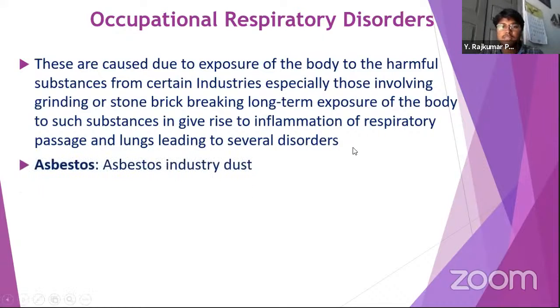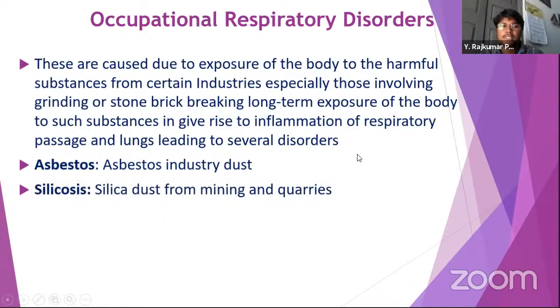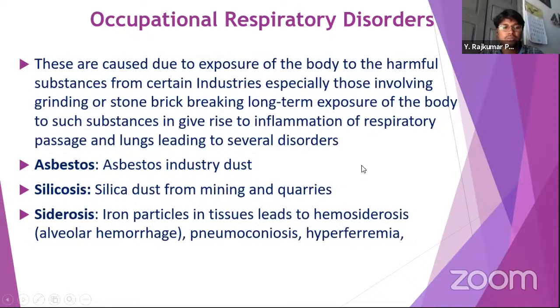Asbestosis is caused due to asbestos industry dust. Okay. Silicosis is caused because of silica dust from mining and quarries. Okay. Mining means excavation of coal and everything. Next, siderosis means iron particles in tissues lead to hemosiderosis, which leads to alveolar hemorrhage, internal bleeding. Alveoli get damaged, so the bleeding happens.